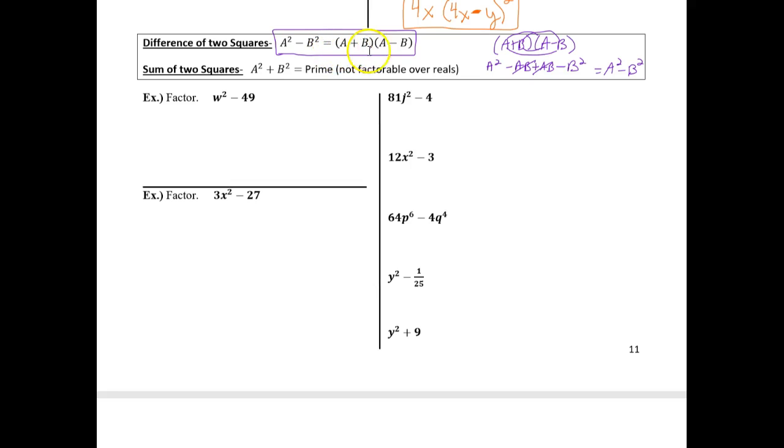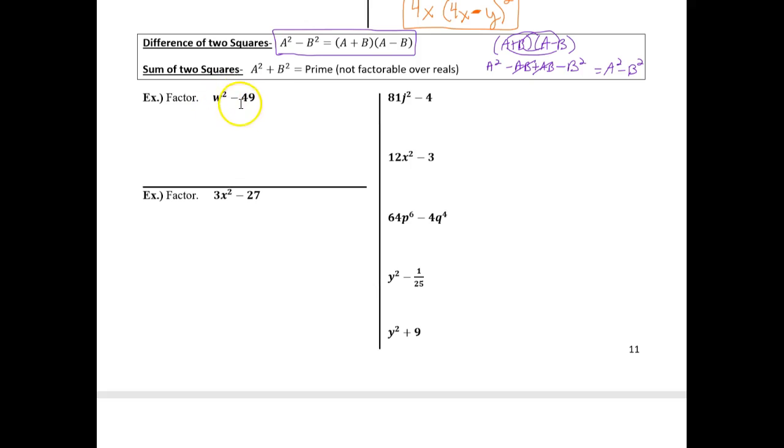We also call these conjugates, meaning they're the exact same terms, but the sign in the middle is different. One is positive, one is negative. And that's why these middle terms drop out, because one is negative and one is positive. So let's look at an example here. We have W squared minus 49.